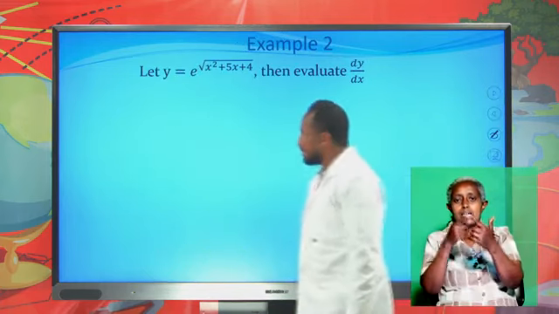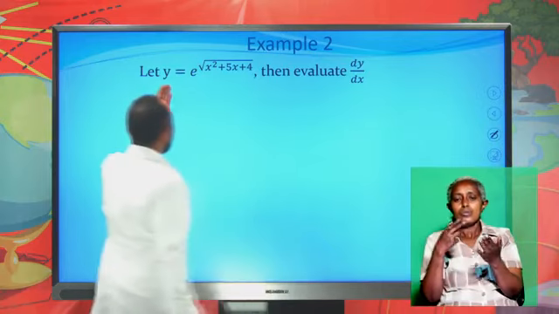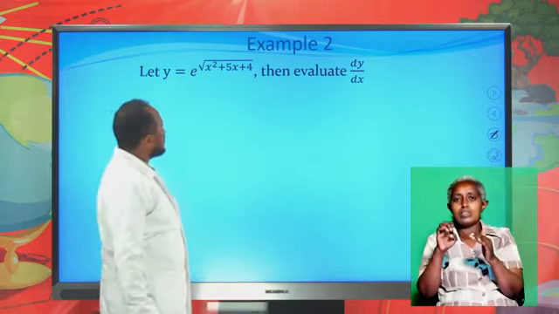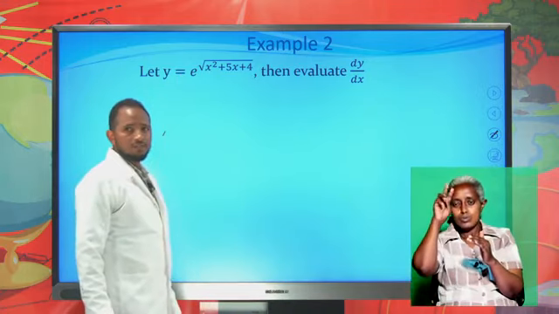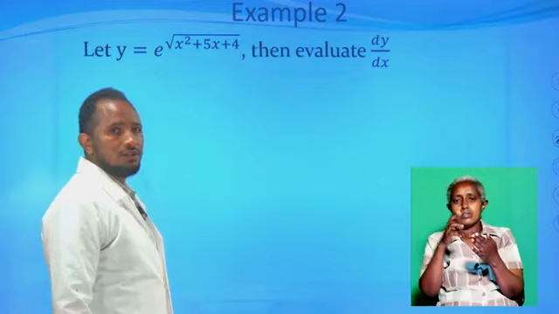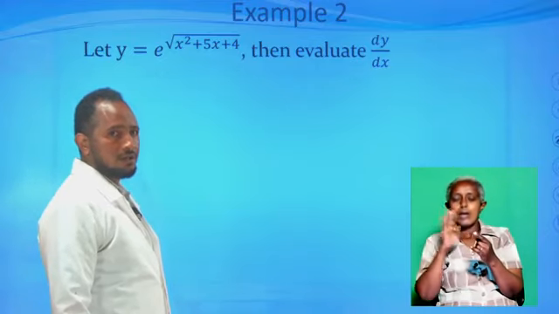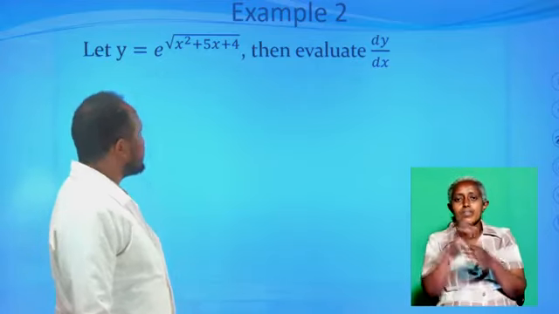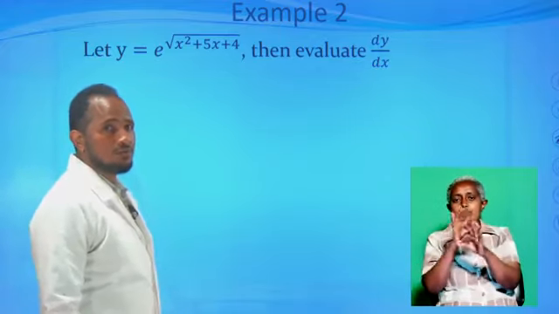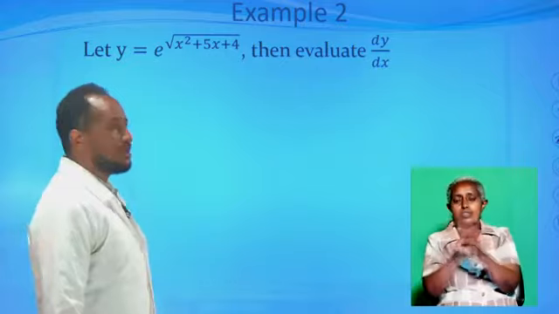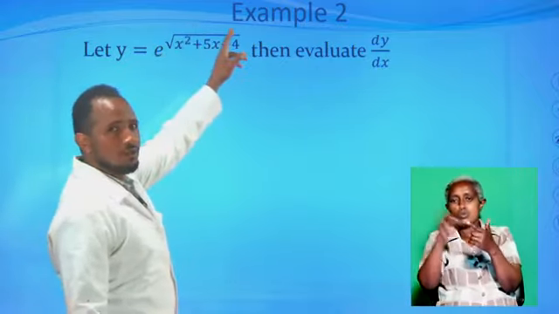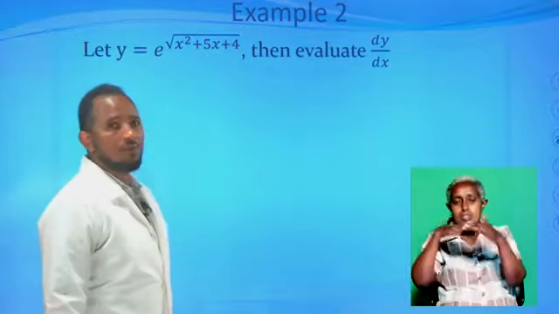Second example, we have this one. Let y be equal to e raised to the square root of x squared plus 5x plus 4. Then you are asked to find dy by dx. So here you can see that we have 3 functions. This is the composition of 3 functions. First, the exponential function e raised to x. Second, the square root function. And then the inner function, the polynomial function.